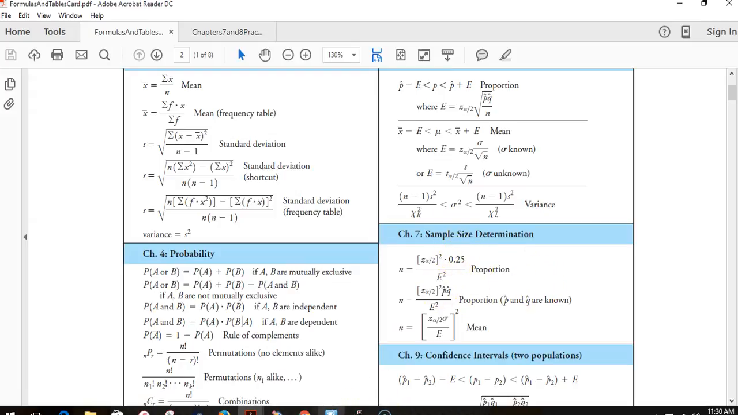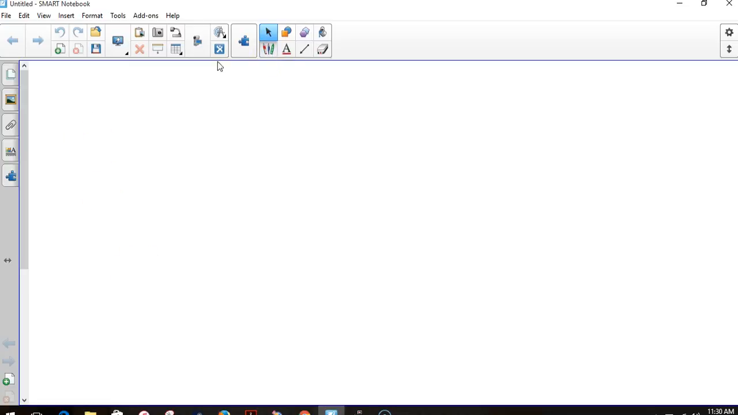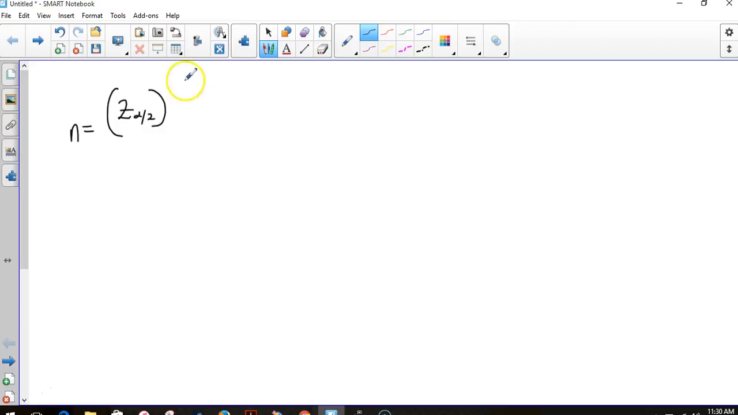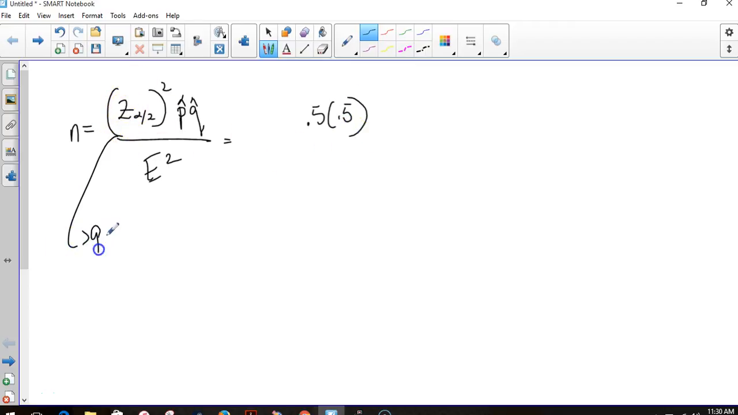over my e squared. So the number of people that I need to talk to is my critical z-value squared, p-hat times q-hat, which we don't know, over the e squared. So if we don't know it, that's a 0.5 times a 0.5. That's where that 0.25 comes in. The critical z comes in from the confidence interval, and for a 99%, that's going to be a 2.575.